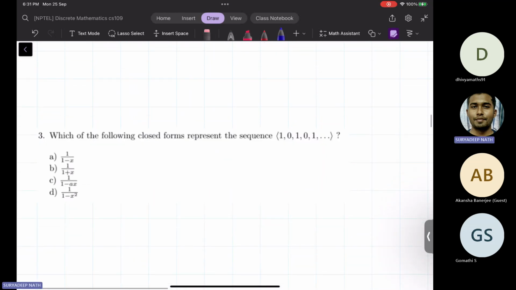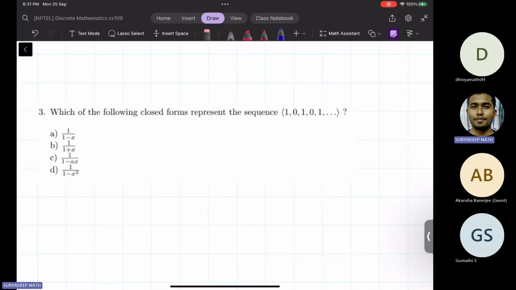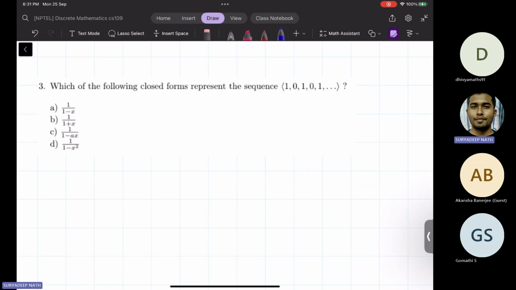All right, so I'll move on to the next question. Which of the following closed forms represents the sequence 1 0 1 0 1 0? So what does this sequence mean? It means this polynomial: 1 plus 0x plus 1x squared plus 0x cubed plus 1x^4 plus 0x^5 and so on. So this is what they meant by the sequence 1 0 1 0 1 0.